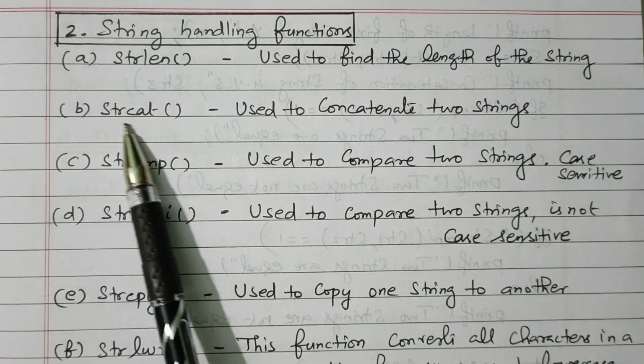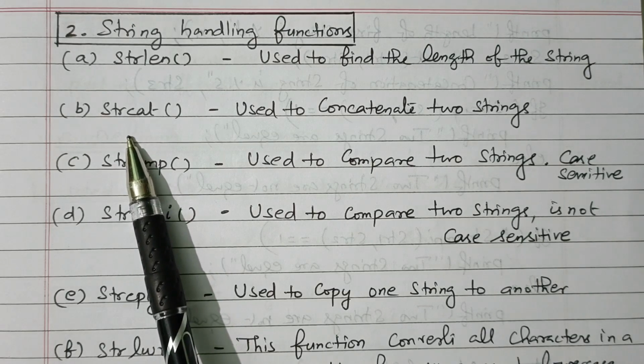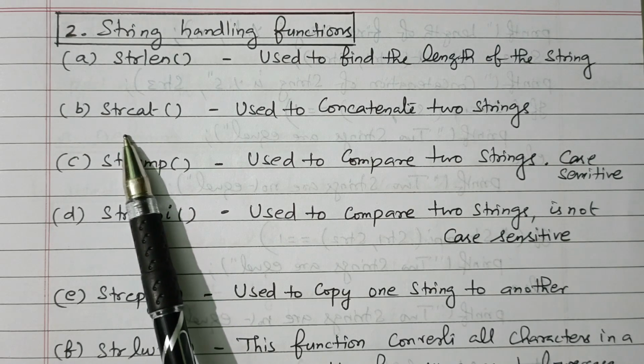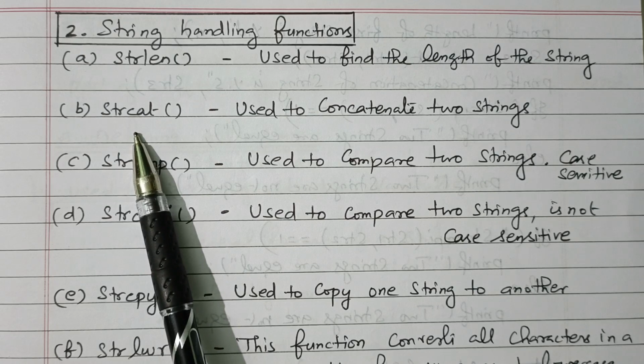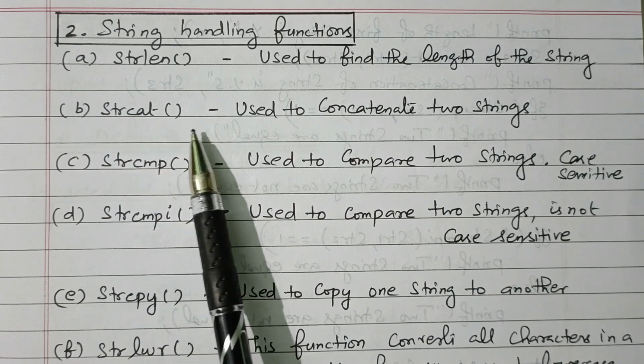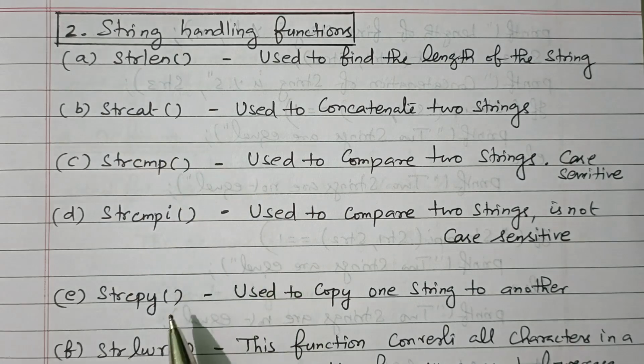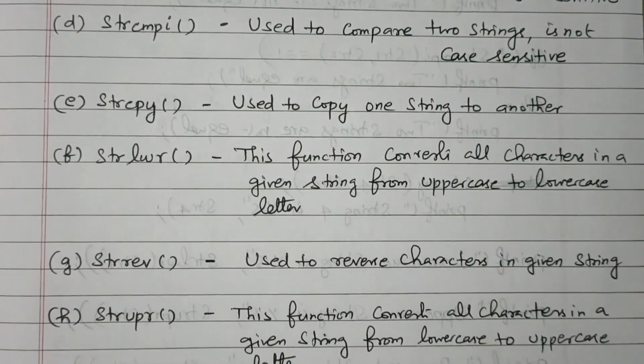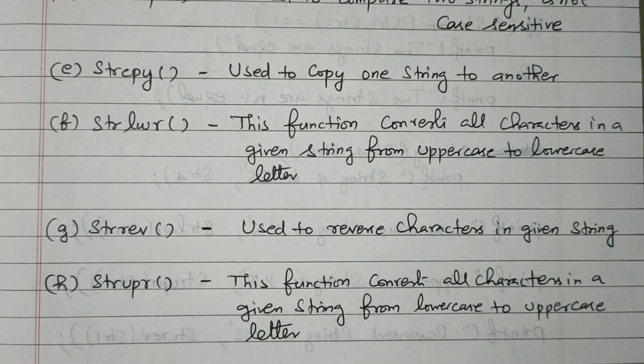But string concatenate is not like that. Both the strings are added together, not overwritten. For example, string 1, string 2, both are added together. String copy means the content of the second string will be stored in the first string. That is the difference between string concatenate and string copy. Now let's see some more string handling functions available.